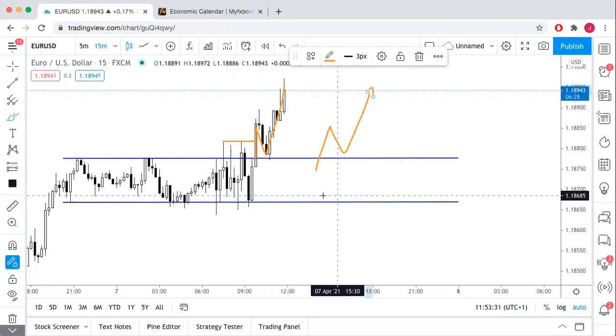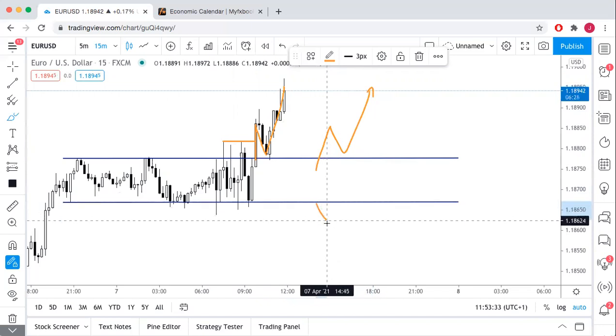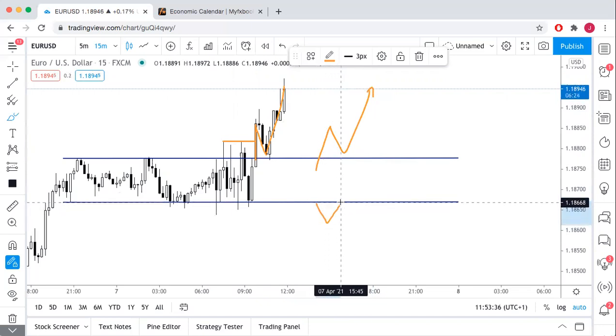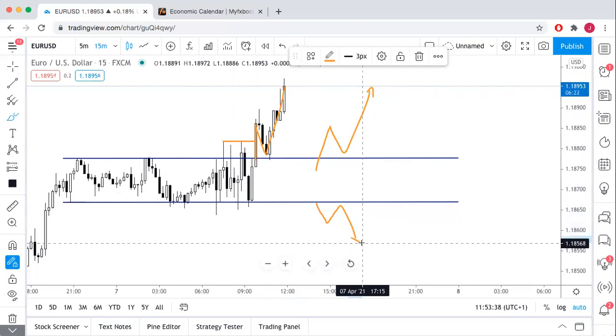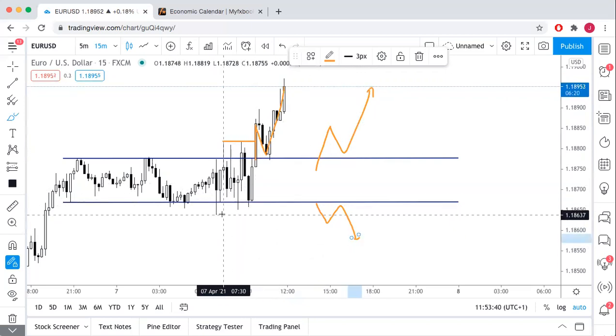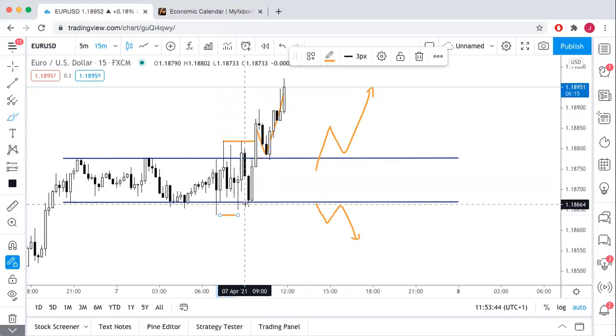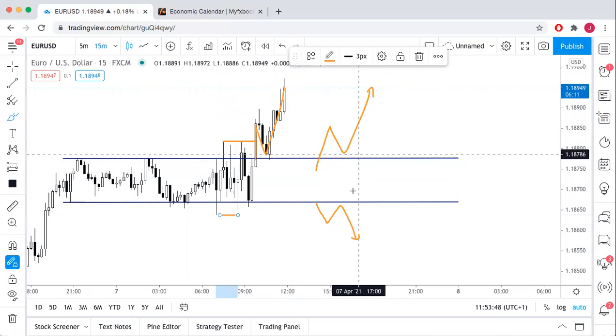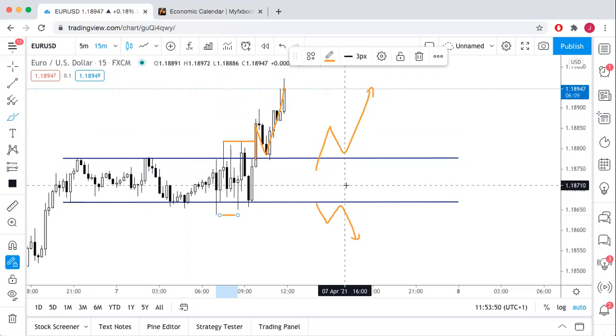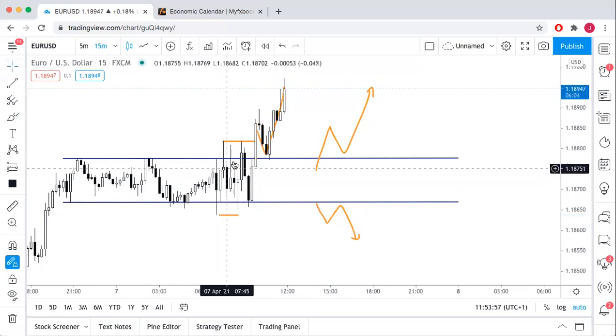This is one way. Alternatively, you could have price break down and out of the range, retest, and then go down again. And note here, that would mean we need to break all these wicks. Candles would need to break and close past these wicks in order for it to be a valid breakout of the range. These are the two breakout ways of trading a range. You want to make sure that all the wicks are broken. You want to make sure all structure is broken, and then you can look for the retest. And then alternatively, as I said, you can trade within that range.